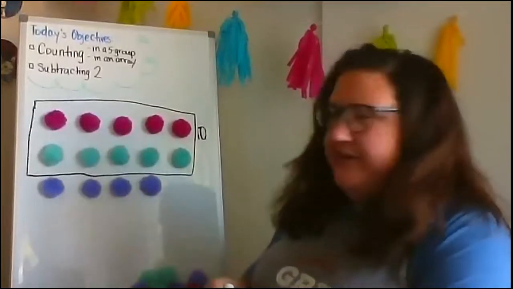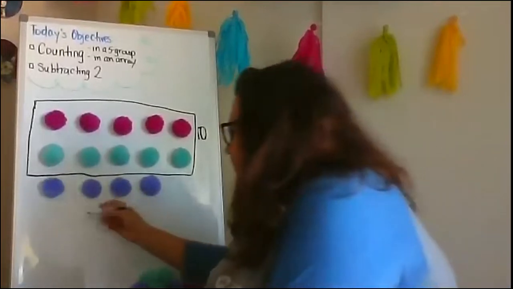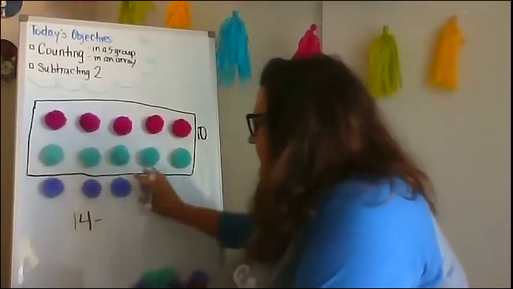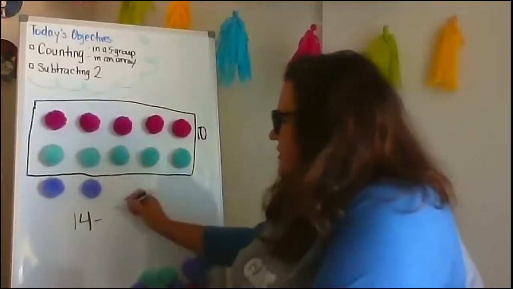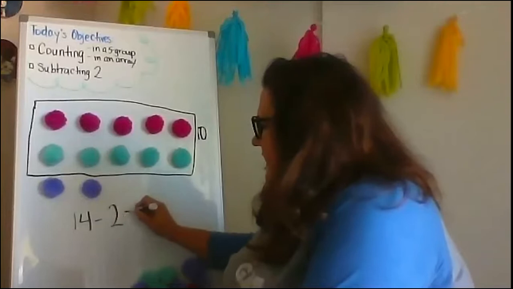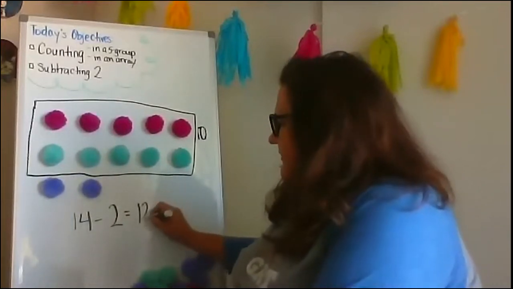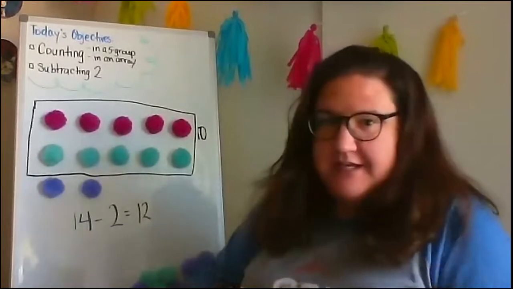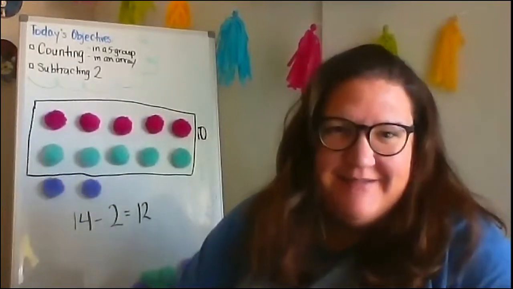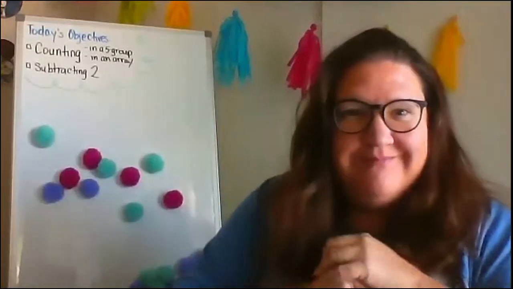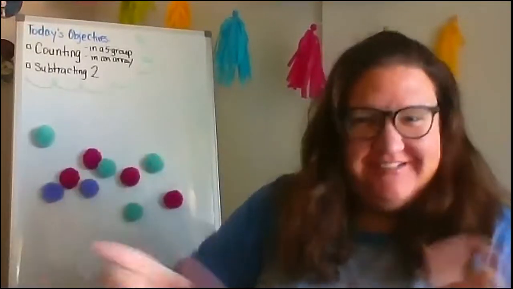Let's see what that looks like in a number sentence. How many do we have all together? 14. Take away 2 equals 12. Awesome. Easy peasy, lemon squeezy. And like magic, it's all gone.